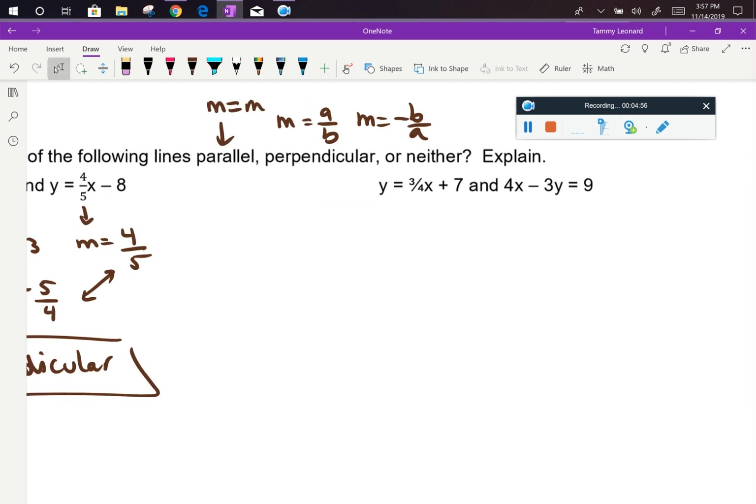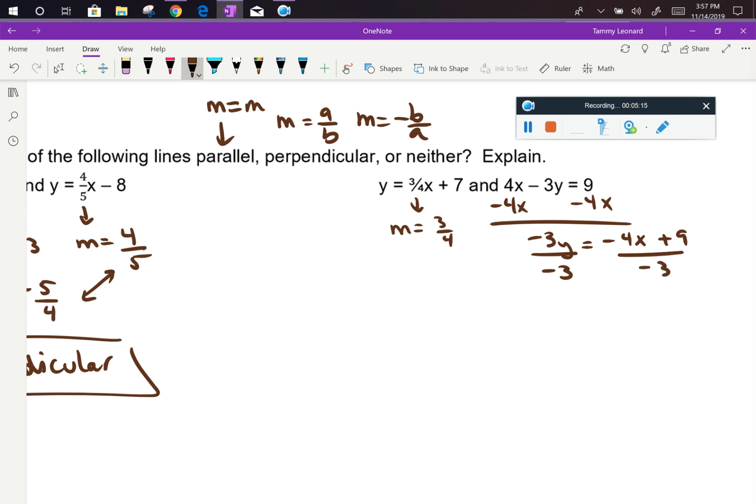Looking at the next pair, again, one of them is really easy. We can see that the slope is 3/4. But the other line's not as simple. We've got to solve for y. We start by subtracting 4x from each side, and we get that -3y = -4x + 9. When we divide both sides by -3, we see that y = 4/3 x - 3.